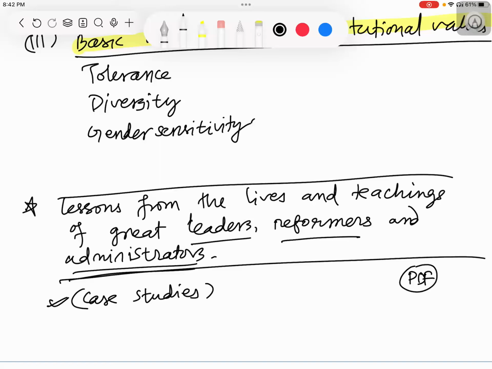Reformers, for example, Ram Mohan Roy, Savitribai Phule, Jyotiba Phule, B.R. Ambedkar. Administrators like Kiran Bedi, E. Sreedharan, and so on, these are examples you can give as administrators. You can also give recent examples like Tina Dabi or others. Some classic examples which are more widely accepted. Okay, so I will provide a compilation or a PDF. Otherwise, this chapter is completed.